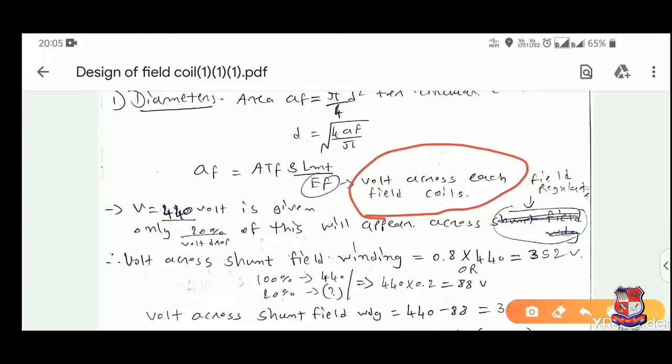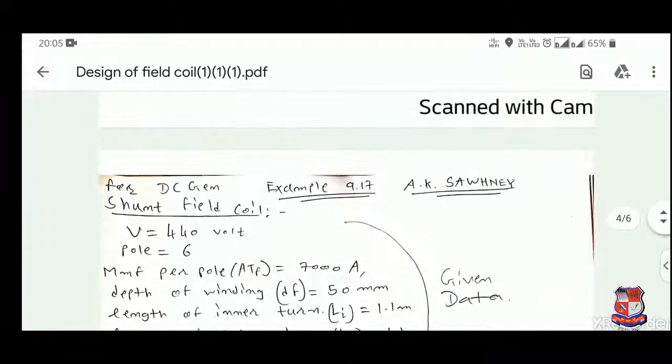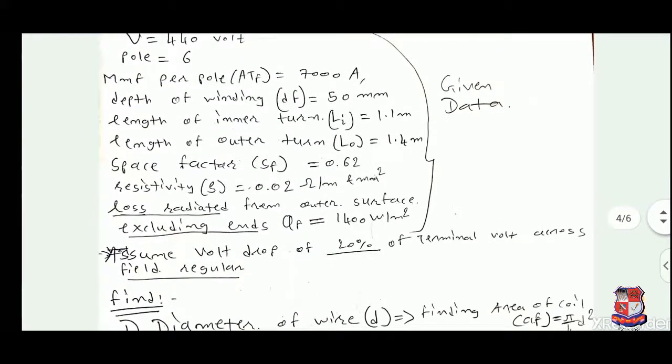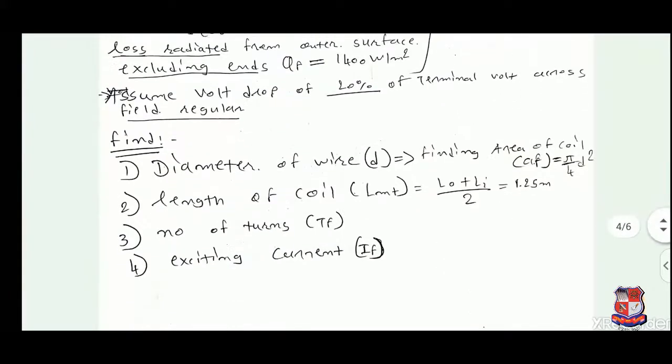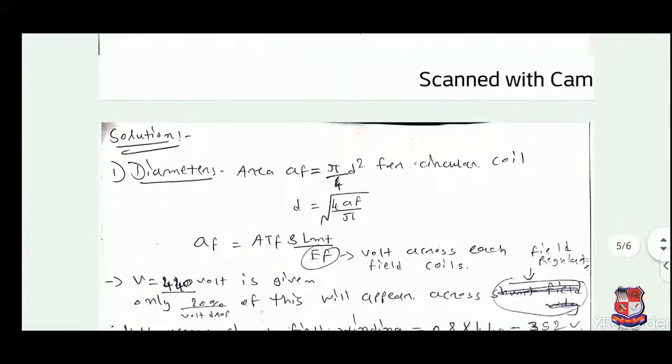Okay, voltage across each field coil. So what is given? We have been given a voltage of 440 volt. You can consider it as the terminal voltage because no other voltage is given to us. So 440 volt is our terminal voltage. And what is the condition for that? Assume a voltage drop of 20% of terminal voltage across the field regulator. So you can consider it like this.